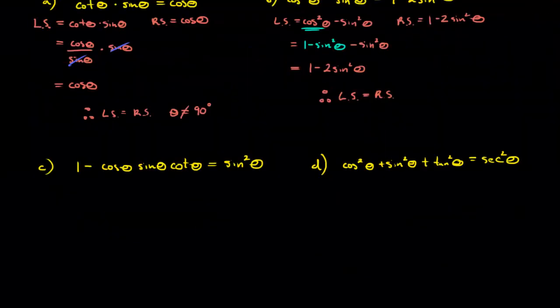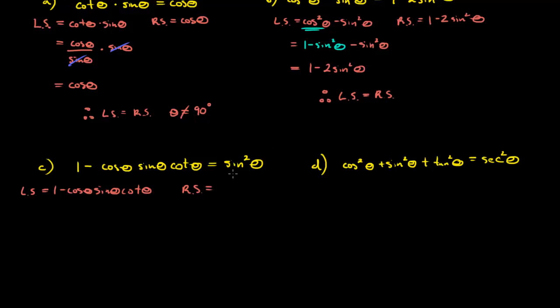The next identity I'm asked to show is, I'm asked to prove that 1 minus cos theta sine theta tan theta is equal to sine squared theta. So again, I'm just going to break this up into the left side and the right side. The left side is 1 minus cos theta sine theta times cotan theta. The right side is just sine squared theta.